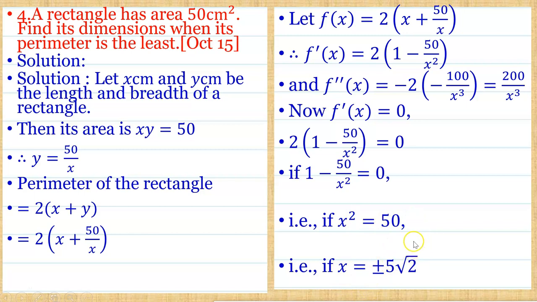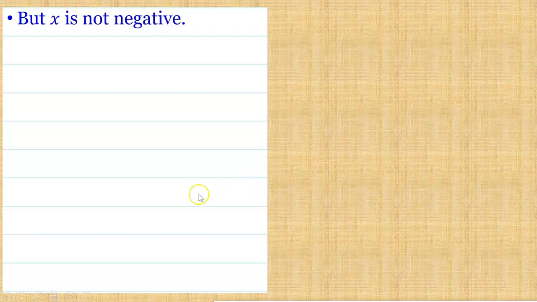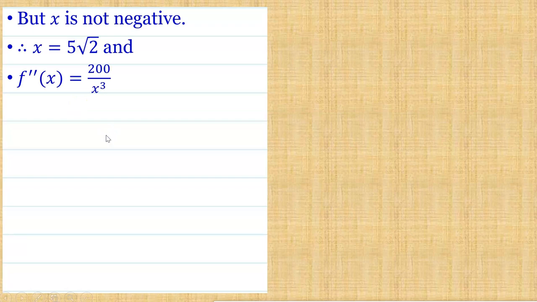Root of 50 means what? 25 into 2, root of 25 into 2. What is the square root of 25? It will be 5. Therefore x is equal to plus or minus 5 root 2. But x is not negative, and therefore x is equal to 5 root 2, and f double dash of x is equal to 200 upon x cube.